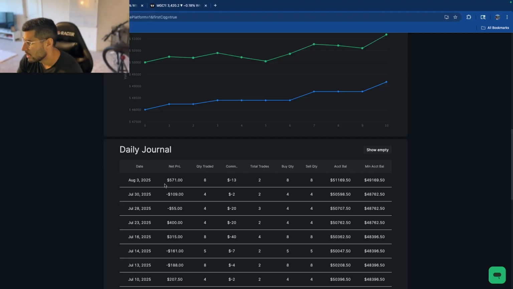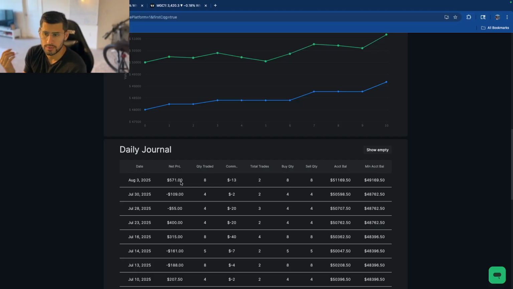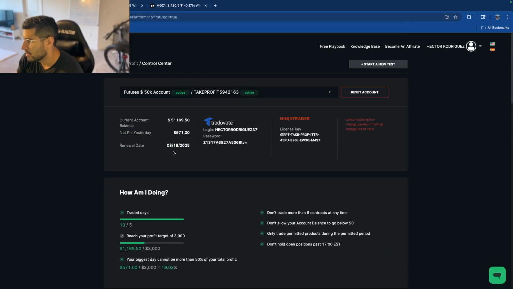You can see right here on the day I made $571. On this trade, I actually made $740, but I did take a small loss, like 160, 180, something like that. So I ended the day on 570.